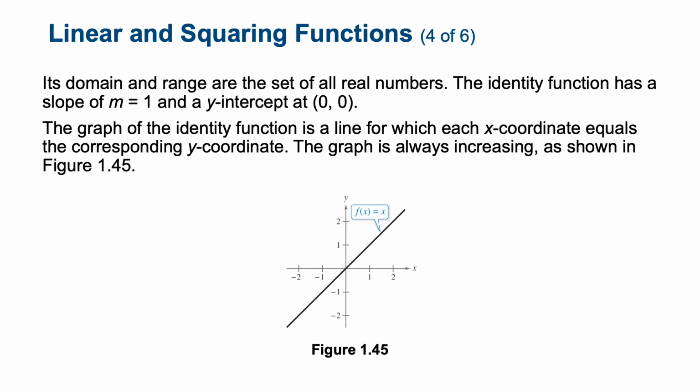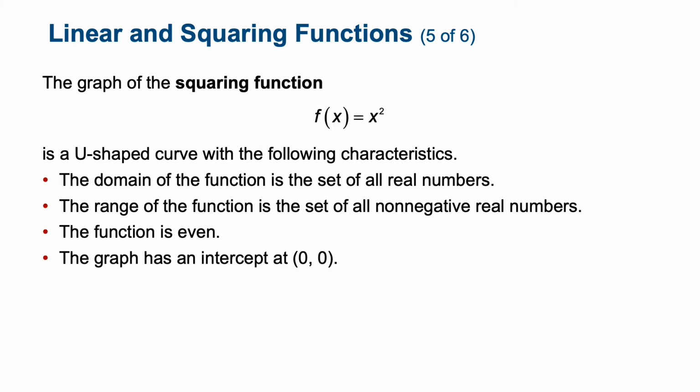So the identity function, I mean, it sounds kind of fancy, but all it really is, is a regular line with slope 1 and the y-intercept at 0, 0. So really it's just the graph of y equals x. Nothing crazy. So y is equal to x, right? Or f of x is equal to x. Meaning that every coordinate for x is equal to the same coordinate for y. So negative 2, negative 1, 0, 1, 2, and so on.